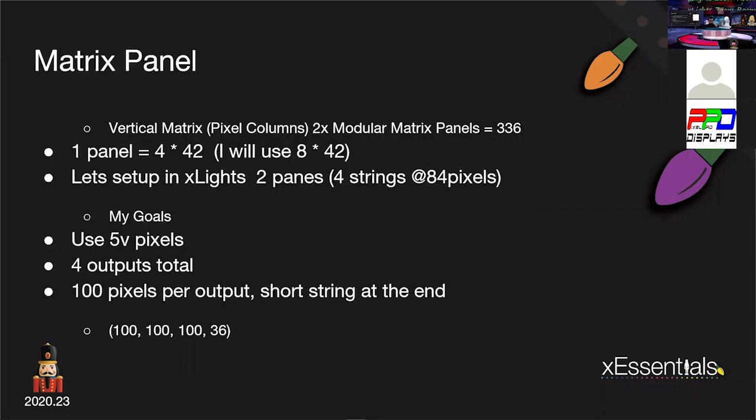Next slide. There we go. So we're going to start with a matrix panel. As far as the matrix panel goes, I use the modular matrix panels in my display. There's two of them. They are a vertical model, a vertical matrix model. And so side by side, a total of 336 pixels go into this thing.